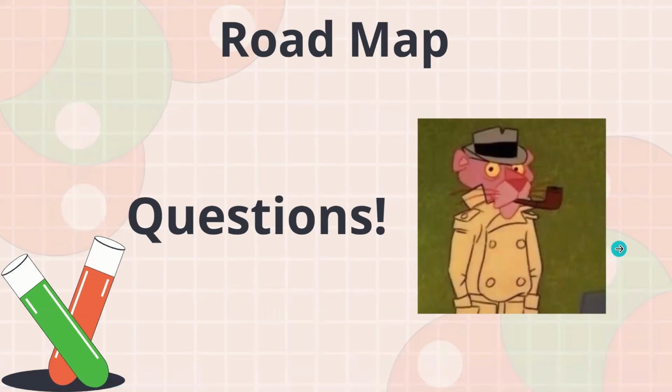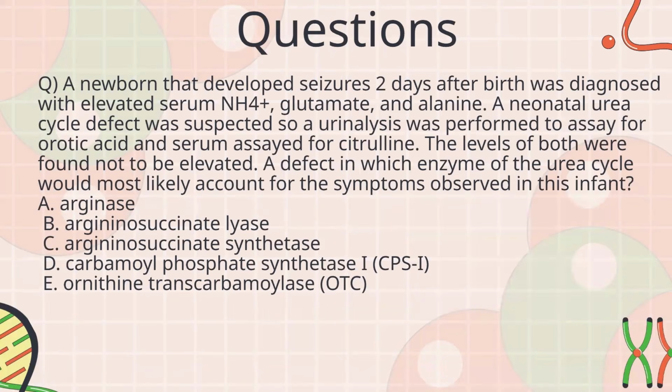Let's solve some questions. A newborn that developed seizures 2 days after birth was diagnosed with elevated serum NH4+, glutamate, and alanine. A neonatal urea cycle defect is suspected, so a urinalysis was performed to assay for orotic acid and serum assayed for citrulline. The levels of both were found not to be elevated. A defect in which enzyme in the urea cycle is more likely to account for the symptoms on birth in this infant?